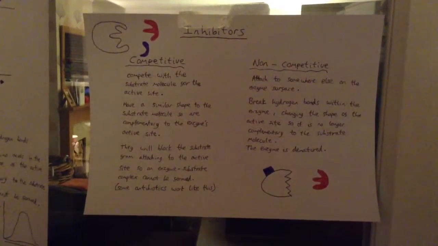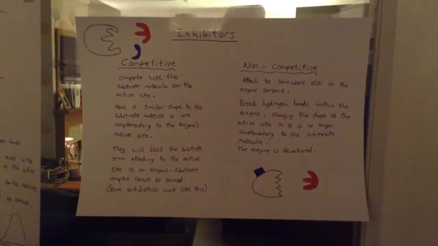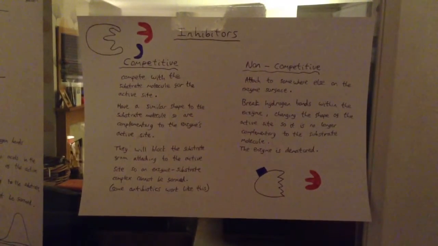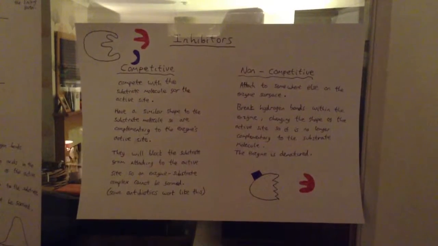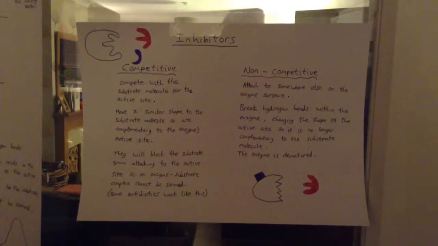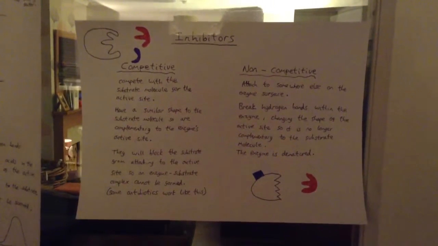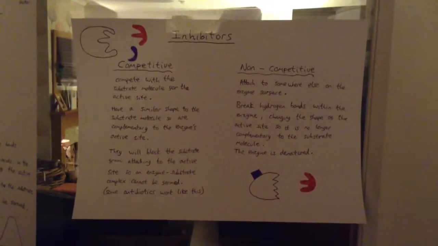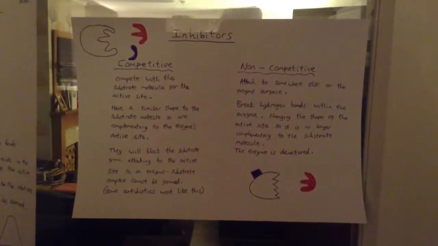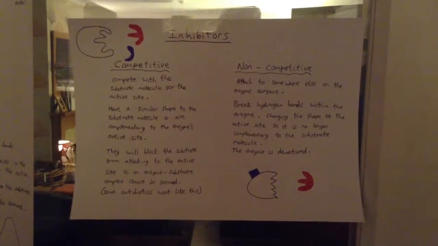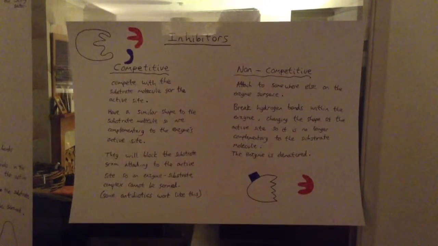So you have to say that this inhibitor has a similar shape to the substrate molecule, so is complementary to the active site, so it will attach to the active site and block the substrate from entering the active site. So no enzyme-substrate complex can form, meaning that the enzyme can't break down the substrate and you won't form the product. That is basically how a competitive inhibitor works.